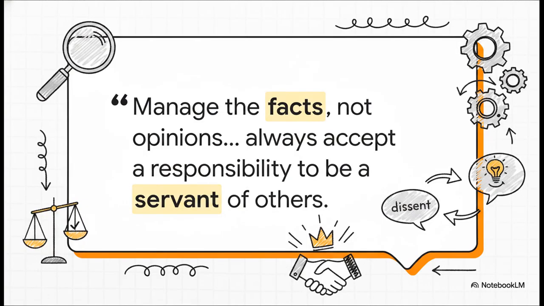To really grasp what a manager does in practice, there's this fantastic quote from legendary business executive Alfred P. Sloan. He stated that professional managers are there to manage the facts, not opinions, to put the strengths of people to work, and to use dissent and conflict to a positive advantage. But perhaps the most profound takeaway from his philosophy here is that a manager must always accept the responsibility to be a servant of others. That completely flips the traditional boss-employee dynamic on its head. It's an incredibly powerful way to look at leadership.